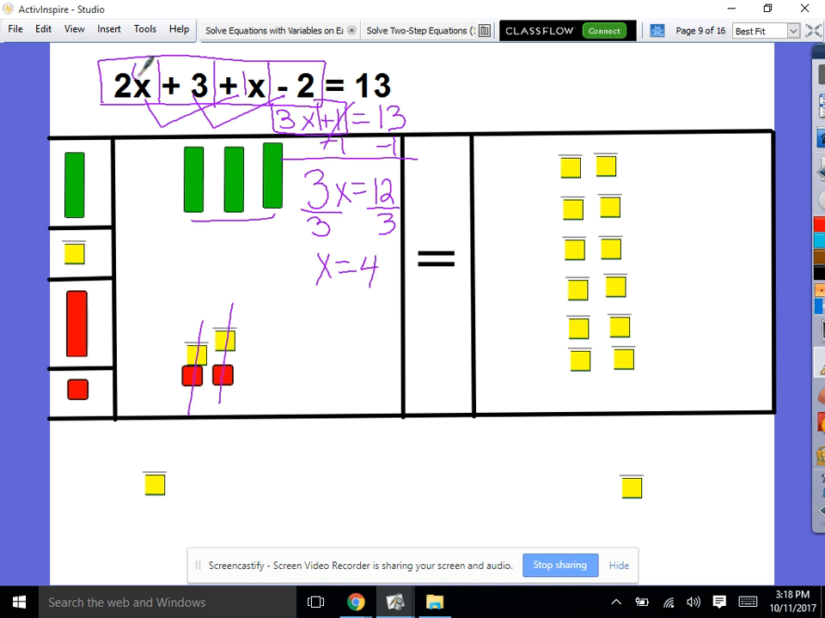Let's check this real quick. 2 times 4 is 8, plus 3 is 11, plus 4 is 15, minus 2 equals 13. So we are checked.